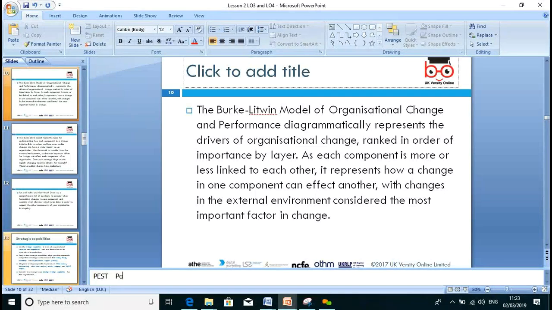Yes, political. If political parties change, their manifestos change, of course, we have to change ourselves as an organization. These are not in our control. Economic environment.